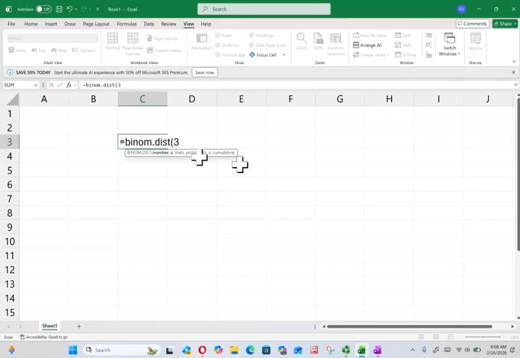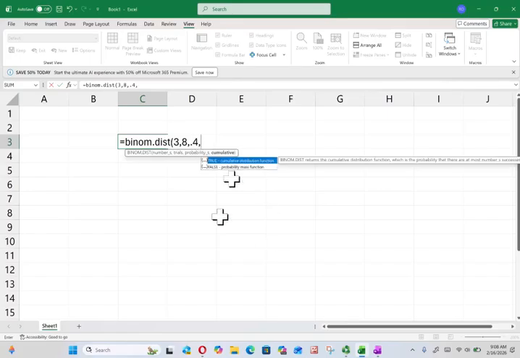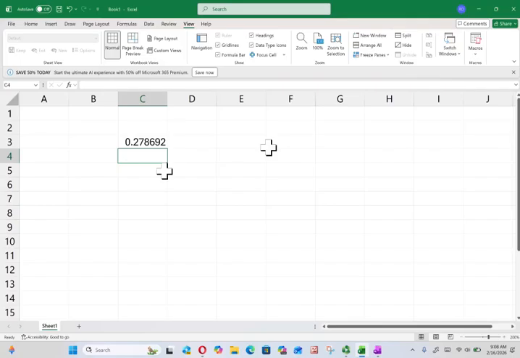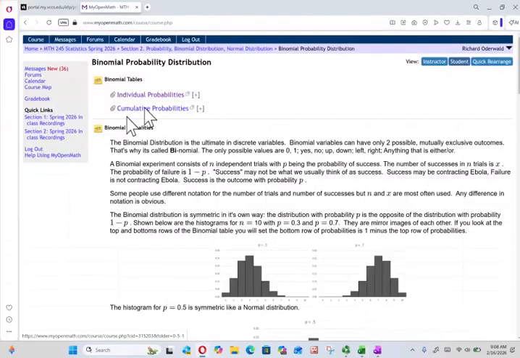So 3 successes, 8 trials with a 0.4 probability, and we want individual. This is exactly 3 successes. It's not cumulative, so it gets a 0. And the probability is 0.2787.